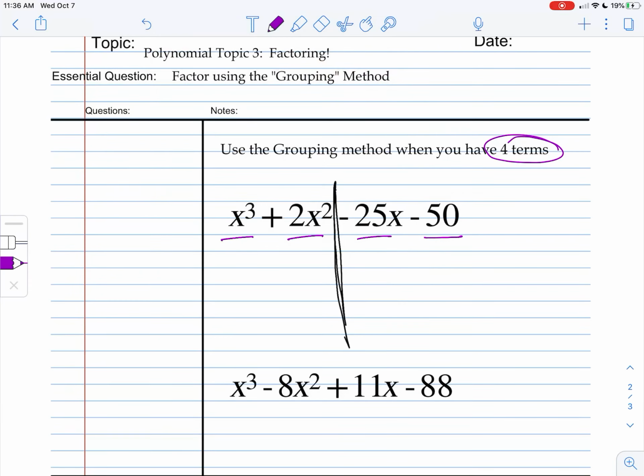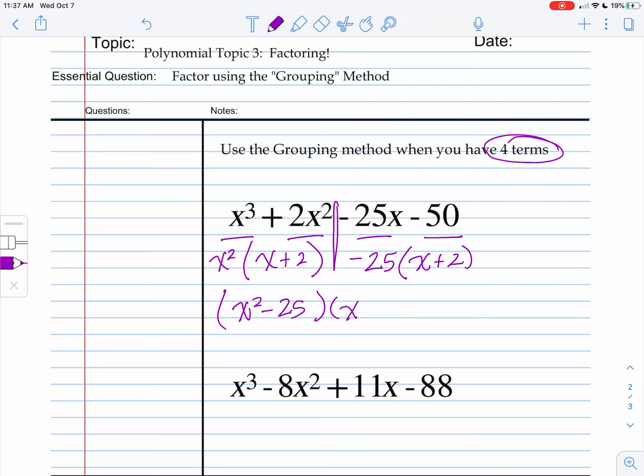What can I factor out of the first half? x squared, and I'm left with x plus 2. And out of the second half, I can factor a negative 25, and I'm left with x plus 2. My line was a little bit too long here. So my factors are x squared minus 25 and x plus 2.